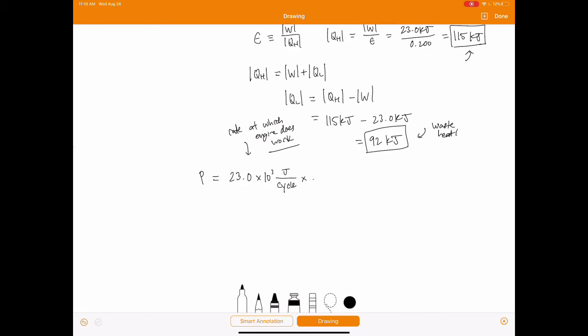And the way we can do that is by taking the information that the engine operates at 120 cycles per minute. So here, 120 cycles every 1 minute is sort of a conversion factor that we can introduce. Cancel out cycles. Now, in every 1 minute, there are 60 seconds, of course. So cancel out minutes. And now the units we have are joules per second. Okay, so this comes out to 46.0 times 10 to the 3. And remember, a joule per second is equivalent to a watt. So a watt of power is a joule per second. So we have 46.0 times 10 to the 3 watts, or we could just say 46.0 kilowatts. That would be the power output of our engine.